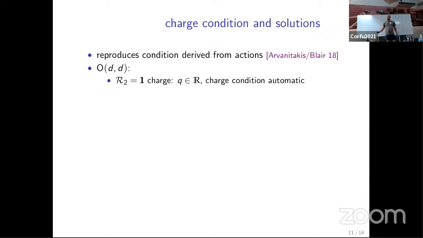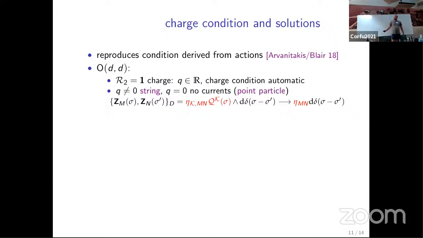For the ODD case, the R2 representation is basically one, so the charge can only be a number, and this charge condition is automatically fulfilled. We have two choices: either Q is not equal to zero or Q is equal to zero. In the first case this corresponds to a string, and in the second it would correspond to a point particle. This was the general form for the ODD. K is not an index, just a number. If it is not equal to zero, the Poisson structure basically looks like that.